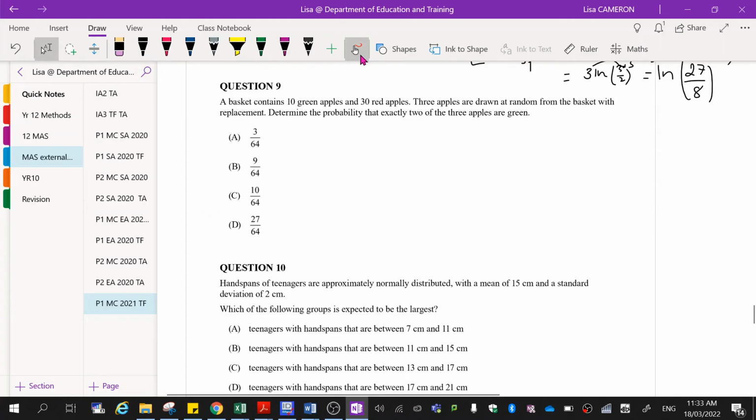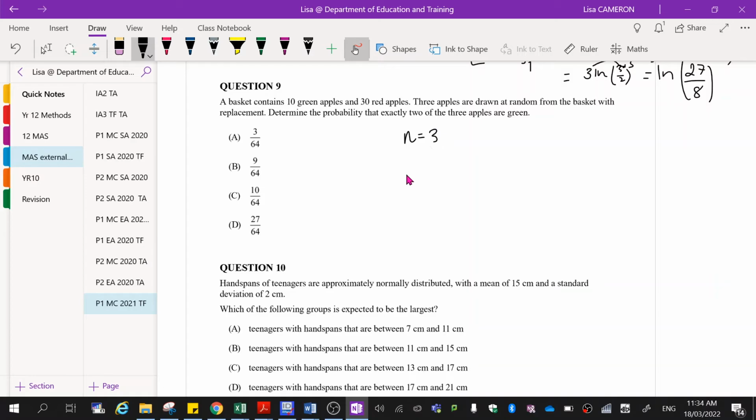Okay, a basket contains 10 green apples, 30 red apples. 3 apples are drawn at random from the basket with replacement. Determine the probability that exactly 2 of the 3 apples are green. Now, it doesn't indicate to you here that this is going to be an application of binomial expansion, but it is. So let's define our variables first.